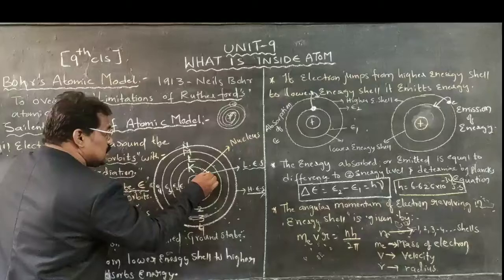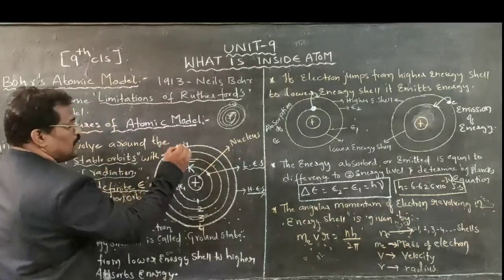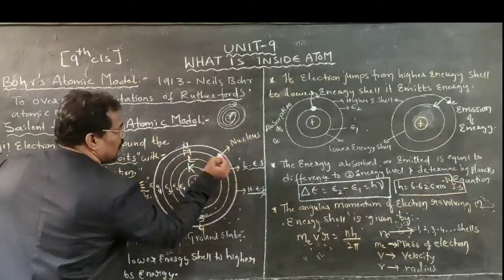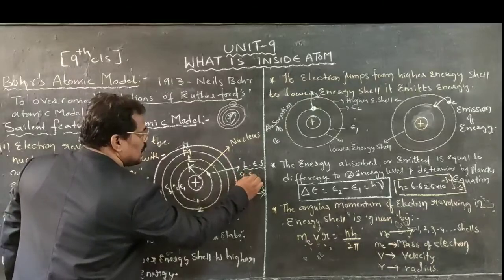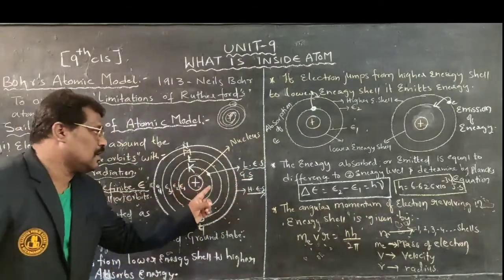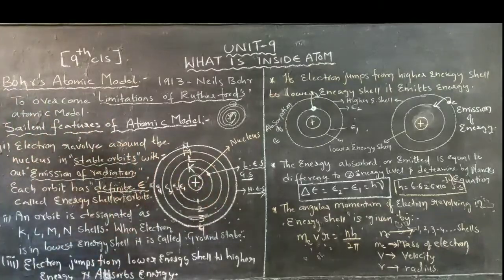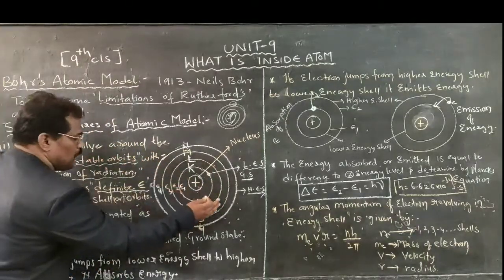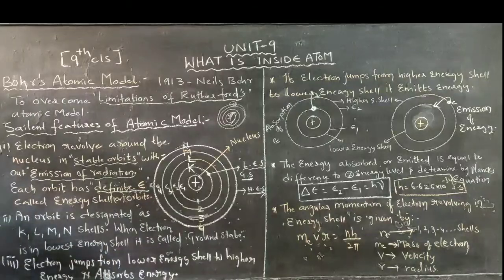When the electron is existing in the lowest energy shell, we call that orbit the ground state orbit. That is the point we have to keep in mind.